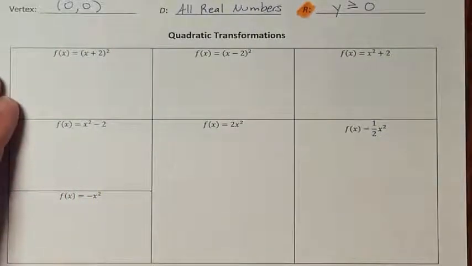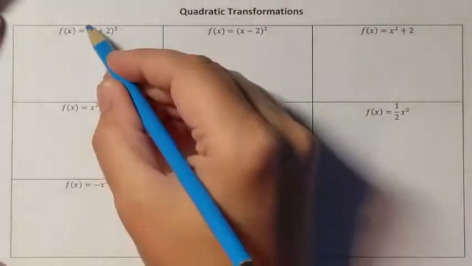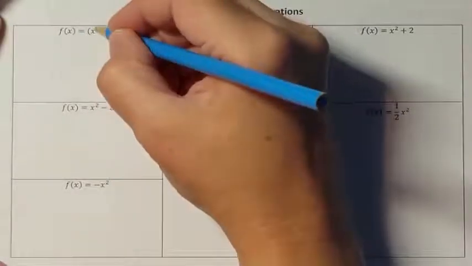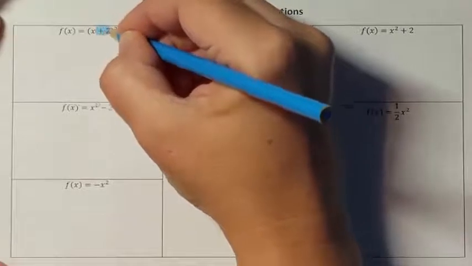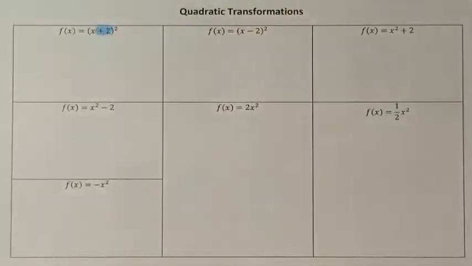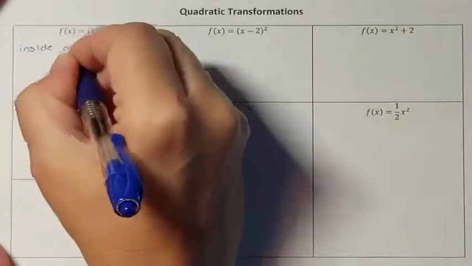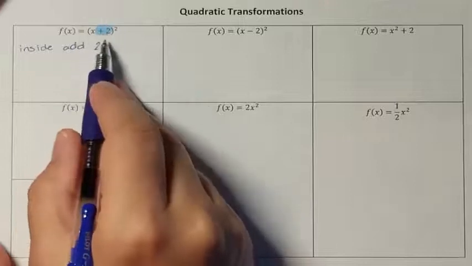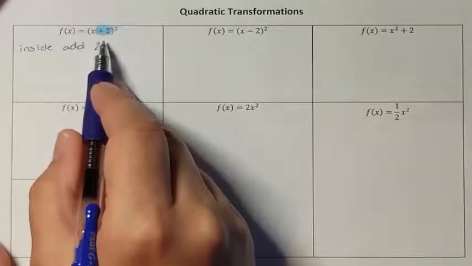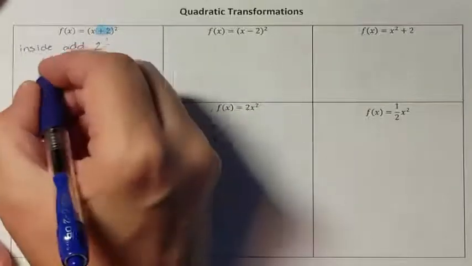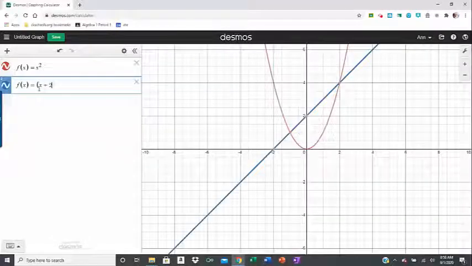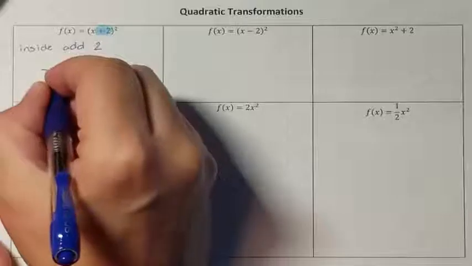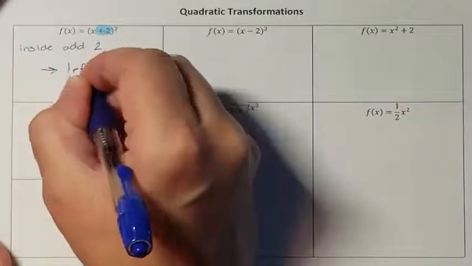So for our first problem, on the inside of the parentheses, I see that I have a plus 2. So similarly to the absolute value problem, I'm going to write my description. I see that I had an inside add 2. When we did our observations the last few days, we saw that the inside add 2 told me to go to the left 2.